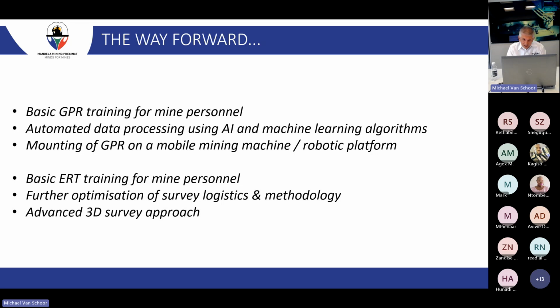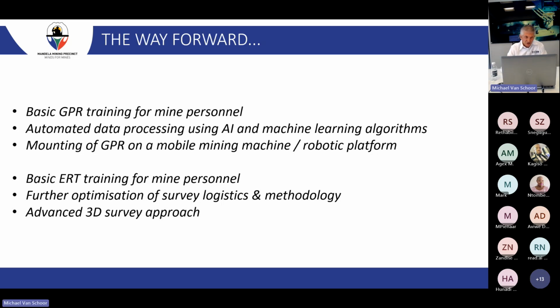Similarly for ERT, training of personnel is important. I think we can put maybe a bit more effort into optimizing the survey logistics and methodology, although I think we've advanced quite a bit on that score. And then maybe looking at the 3D survey approach for ERT as well. It's not as straightforward as with GPR. You will probably need to exploit a lot more of your excavations around a specific area, but that's definitely something that we can look at.